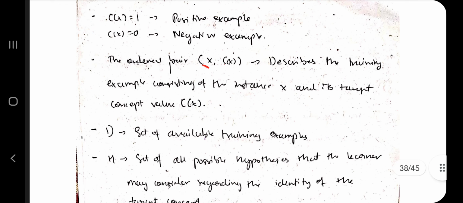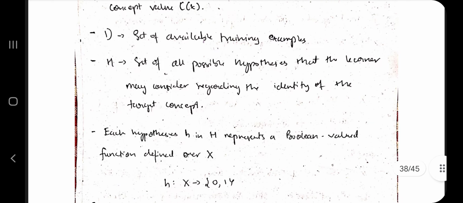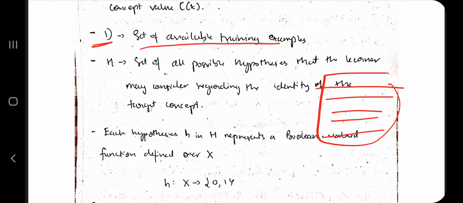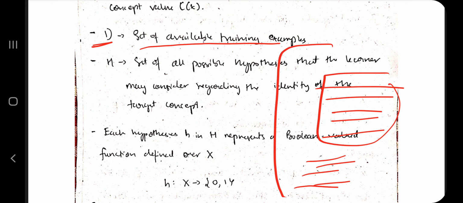And the ordered pair x comma C of x: for an x value, if C of x is 1, it is called true. If it is not, then it is called false. So what is D? D is the set of available training examples, meaning whatever data is given to us. X is the set of all values. And D is nothing but just what we have been given.